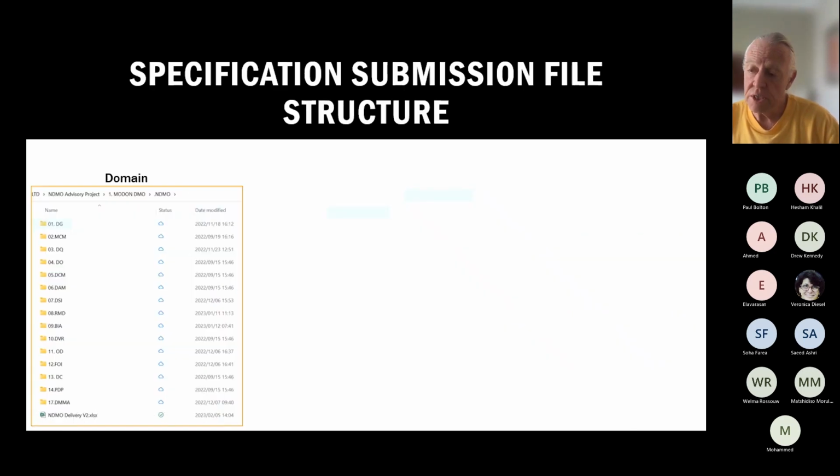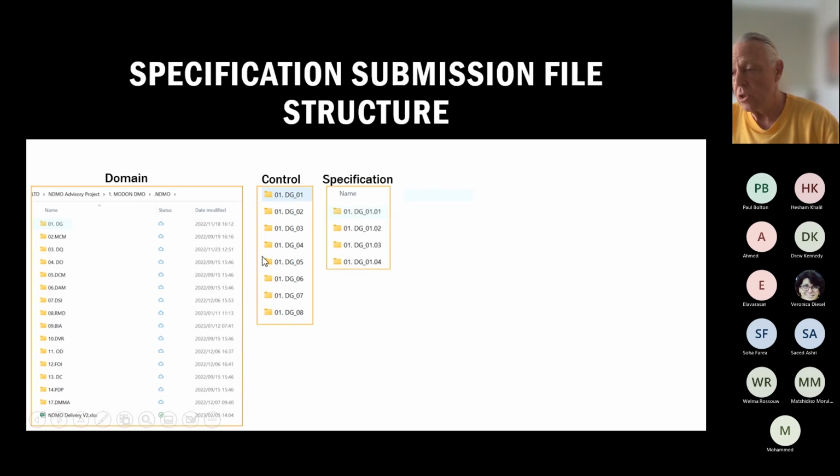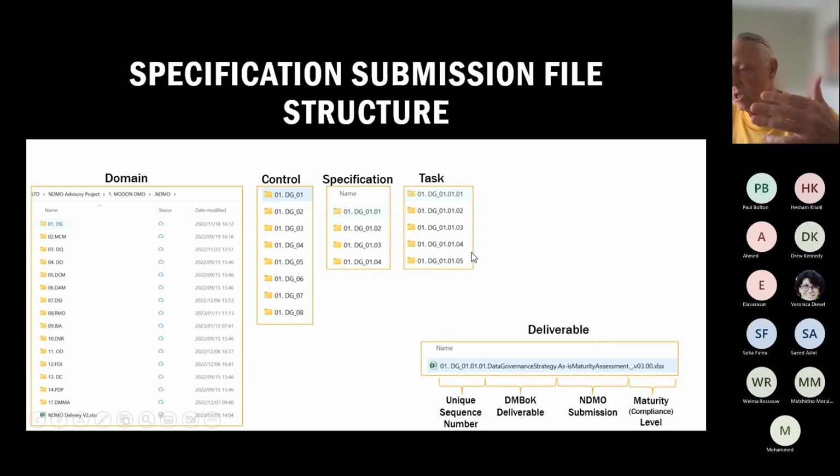Now, just to show you what we did as well, we created a folder system that allows us to drill down from domain to control to specification to task to deliverable, and in this case it doesn't have a subtask, though there's a subtask where necessary. For example, data integration and interoperability went down to a subtask level. Can you see now that this is the deliverable that we need to submit? It's got that nice naming convention with the unique sequence number, the DMBOK deliverable, the NDMO submission, and the maturity/compliance level.